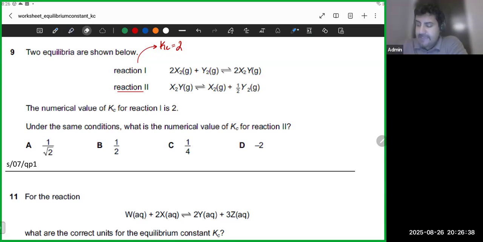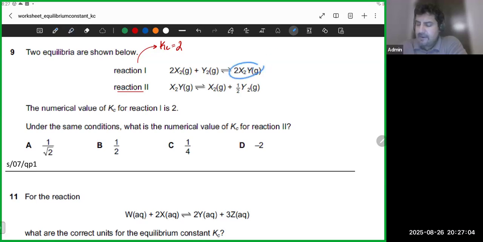Plus, they are balanced differently as well. Over here, Y2 is half. Basically, the first equation's balancing is divided by 2. X2Y was 2, over here it's 1. X2 was 2, over here it's 1. Y2 was 1, over here it's half. So it's basically divided by 2. So the balancing is different as well. But the two reactions are exactly the same.